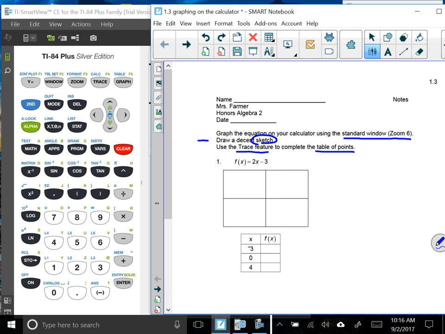So the first thing is we want to graph this equation. So this equation, f of x equals 2x minus 3, is the same as y equals 2x minus 3. So we know that it's going to be a line. We're looking at graphing y equals 2x plus 3.